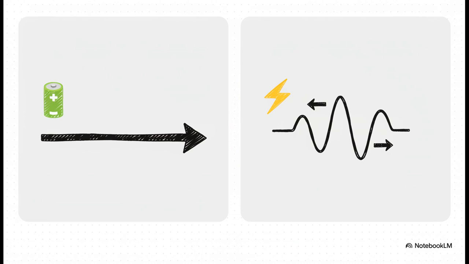Think of it like this. DC is a steady one-way street. The current just flows in one direction. Nice and simple. But AC? Oh, AC is a super fast two-way highway. The current flows one way, then flips and flows the other way, back and forth, dozens of times every single second.